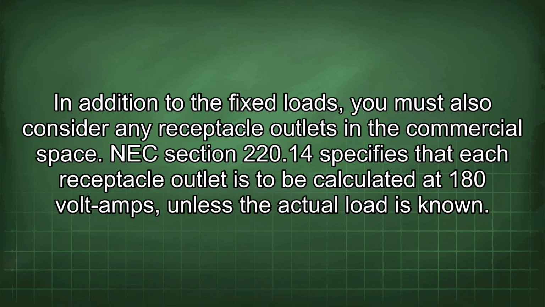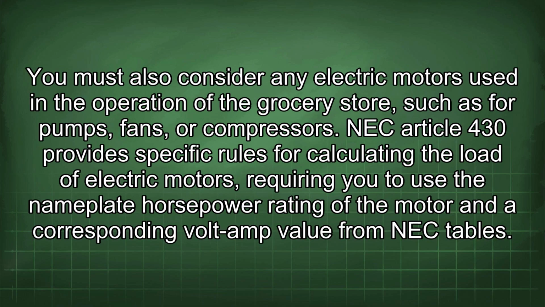In addition to the fixed loads, you must also consider any receptacle outlets in the commercial space. NEC Section 220.14 specifies that each receptacle outlet is to be calculated at 180 volt amps unless the actual load is known. You must also consider any electric motors used in the operation of the grocery store, such as for pumps, fans, or compressors. NEC Article 430 provides specific rules for calculating the load of electric motors, requiring you to use the nameplate horsepower rating of the motor and the corresponding volt-amp value from NEC tables.